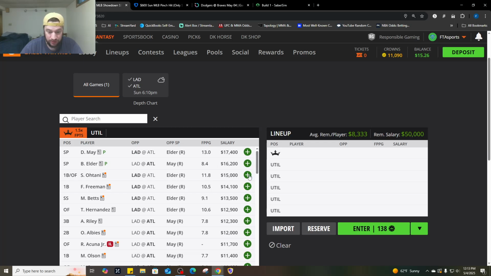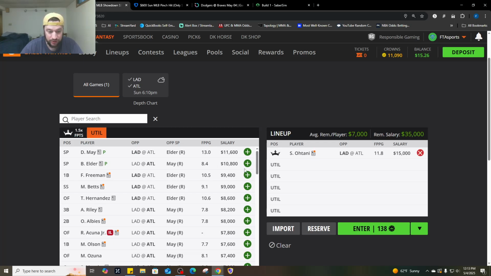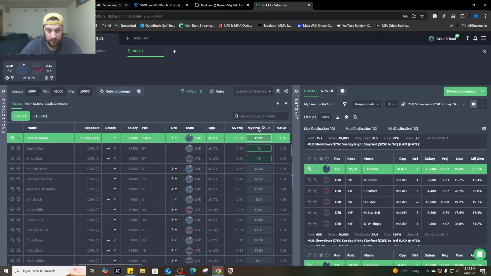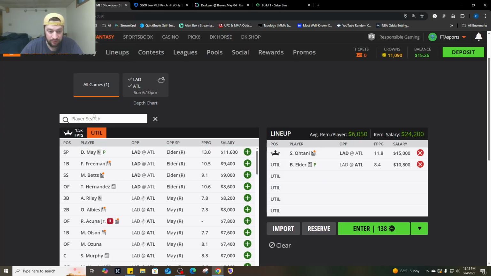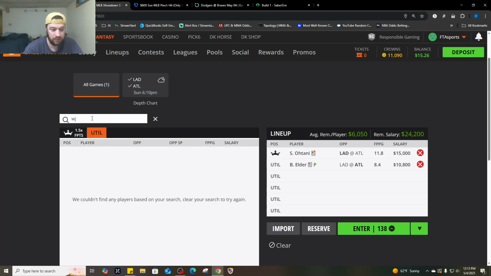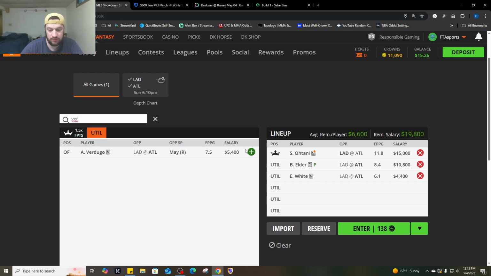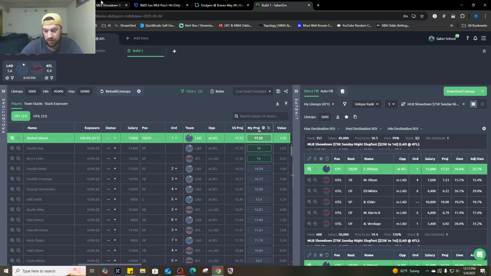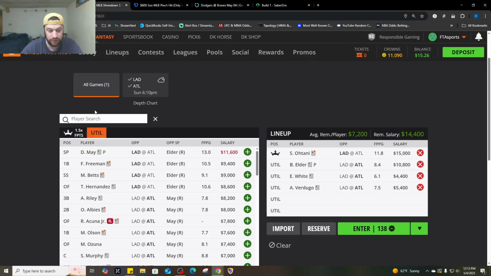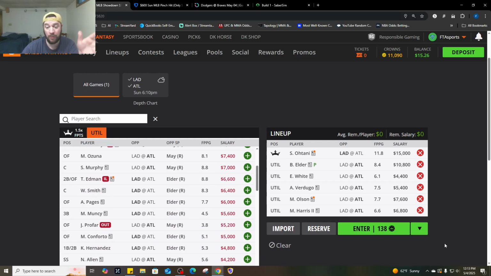So if we put Ohtani in there, then we do Bryce Elder. Then who are the other ones? Eli White, Verdugo, Harris, and Olson. So Olson is right here, and then Michael Harris is right here. So I don't mind that one. It's not one that I would have thought of off the top of my head, but you've got your one pitcher in Elder that I think a lot of people will be off of.